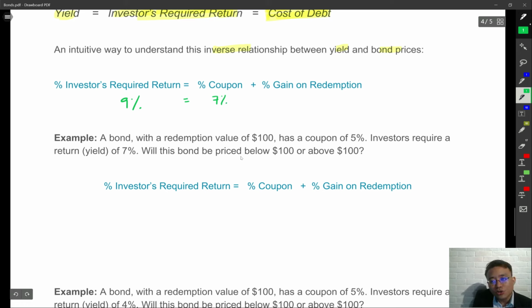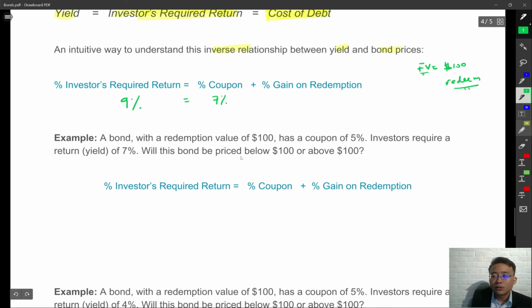So let's just assume we have a bond with a face value of $100, okay? So keep in mind, your 7% coupon is on $100, and at the end of the bond, you can redeem the bond at $100. So that's the value of knowing what is the face value here, right?